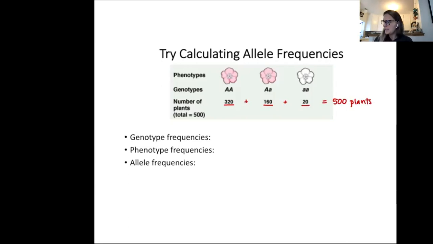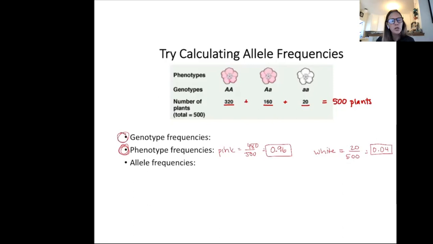Okay, so I think the easiest one to start with is our phenotype frequency. We have either pink or white. So for the pink flowers, we have 320 plus 160, which is 480, right? 480 over 500. And for frequencies, we really want to calculate those out to give us the decimal, 0.96 for the purple. And for the white, we could just do 1 minus that, right? But if we wanted to calculate that out, it would be 20 over our 500, so 20 over 500 gives us 0.04. So those are the phenotype frequencies.